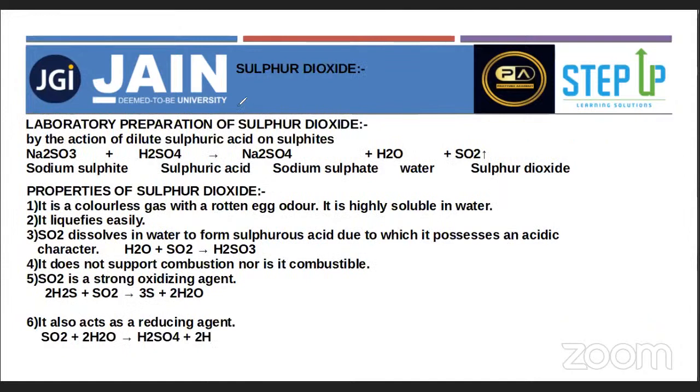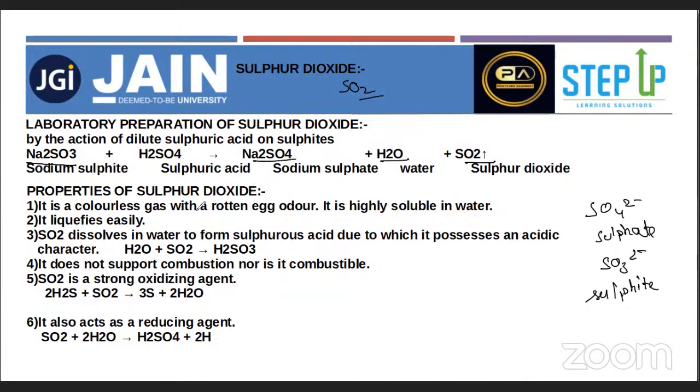Next, again, two particular compounds have been taken from that group for discussion. The first is sulfur dioxide, SO2. For its laboratory preparation, Na2SO3, sodium sulfite, is used. SO4 2 minus is sulfate, and SO3 2 minus is sulfite. It reacts with H2SO4 to form sodium sulfate, water, and sulfur dioxide.